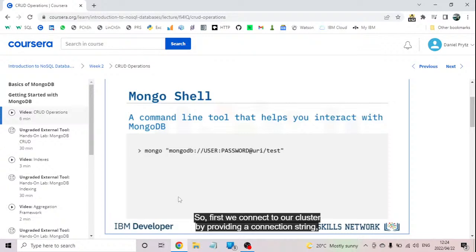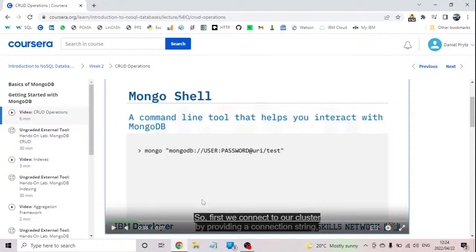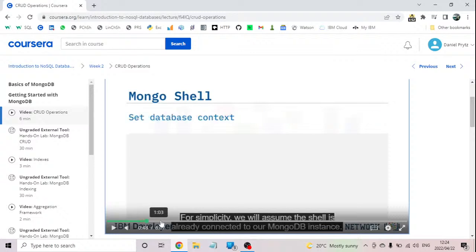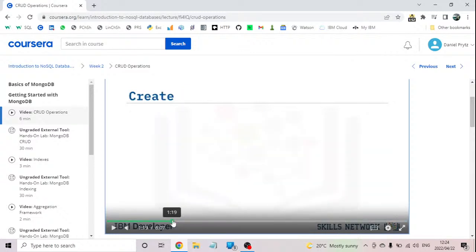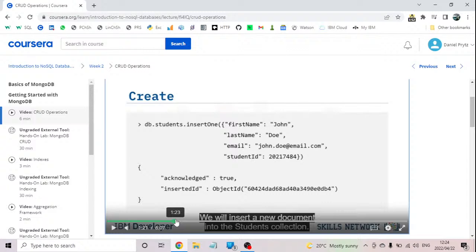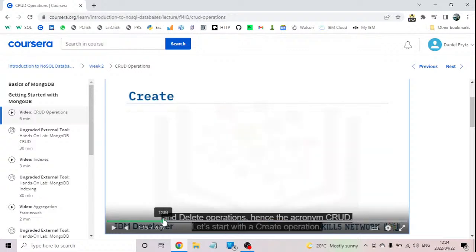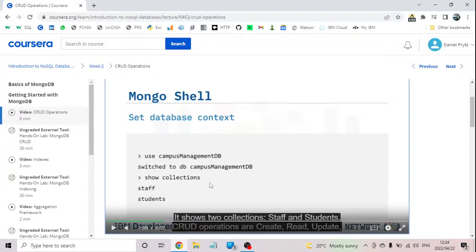MongoDB, user, password, URI, test. A connection string. So mongodb:// user password at URI test. Okay, very good. So now it says show. Didn't we just do this? Show collections.